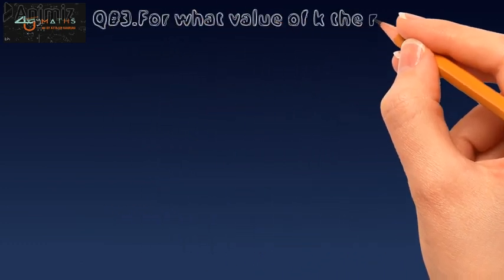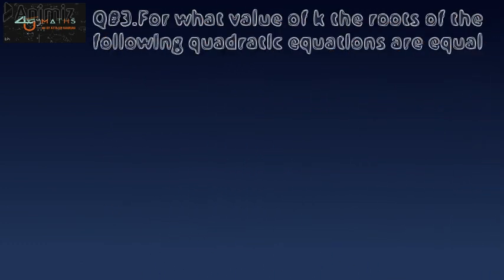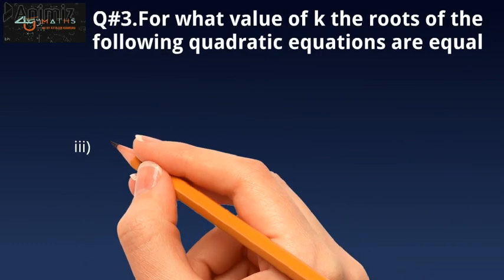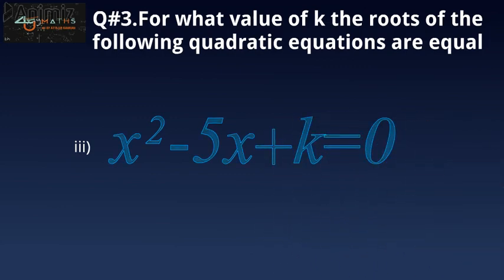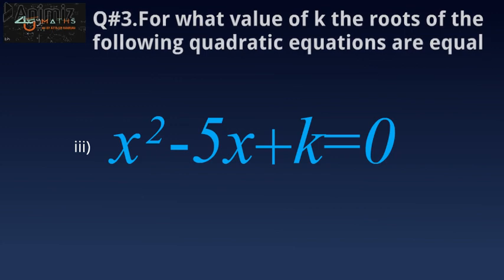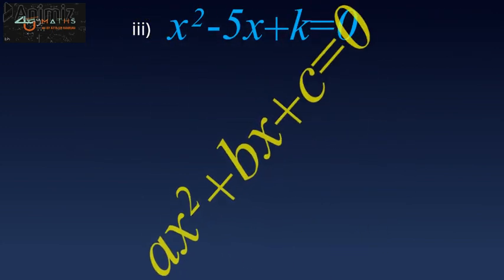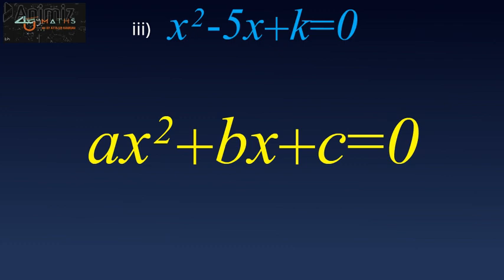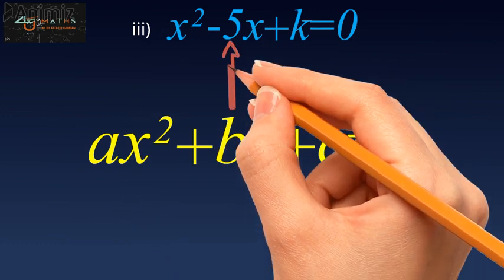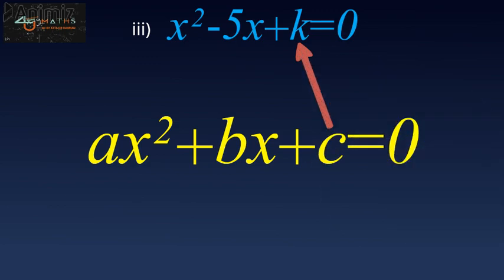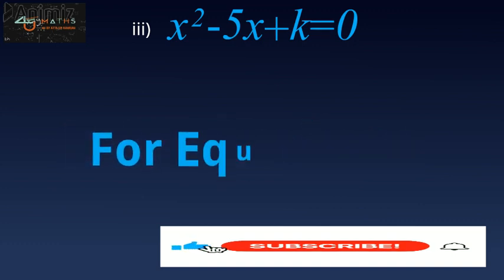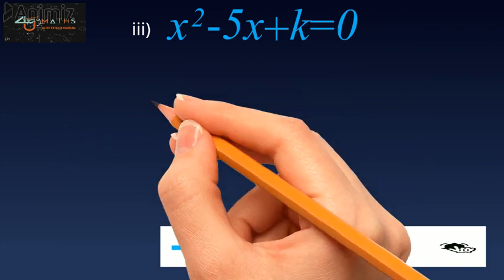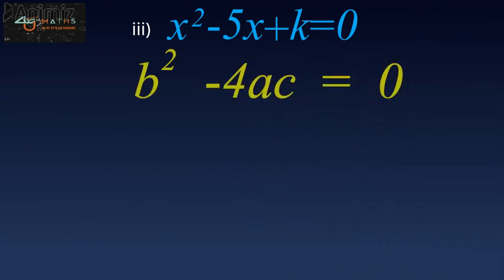The third part of this question 3 is x square minus 5x plus k is equal to 0. Again, comparing this with the standard form of the quadratic equation, we have a is equal to 1, b is equal to minus 5 and c is equal to k. Now using the discriminant for equal roots, which is b square minus 4ac equal to 0.